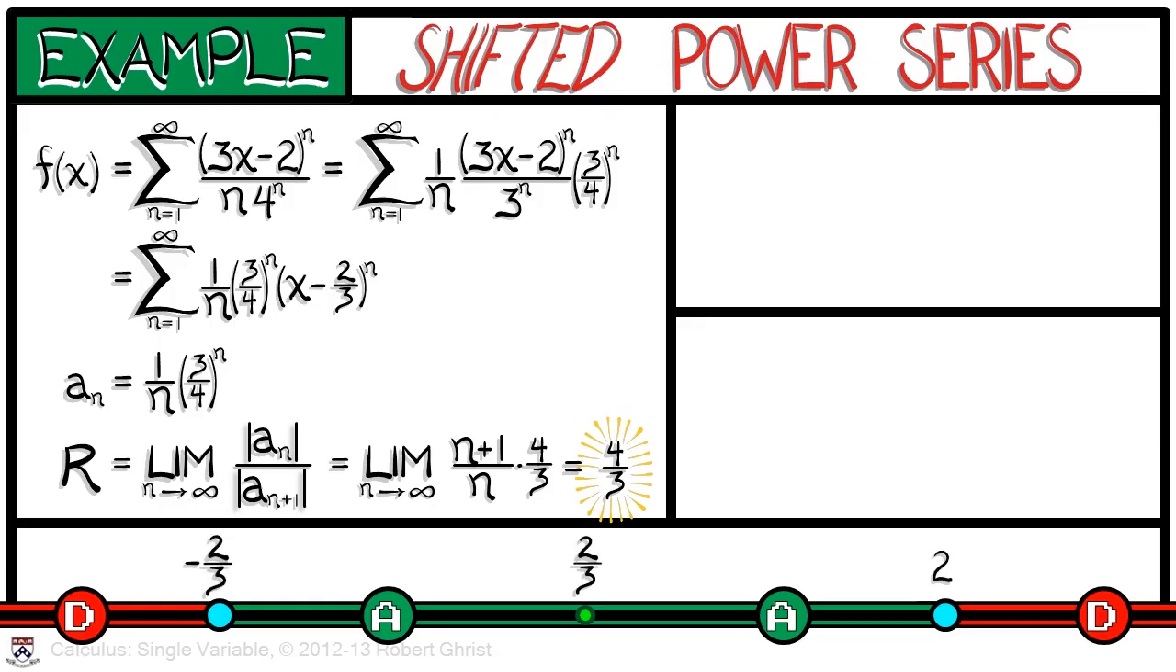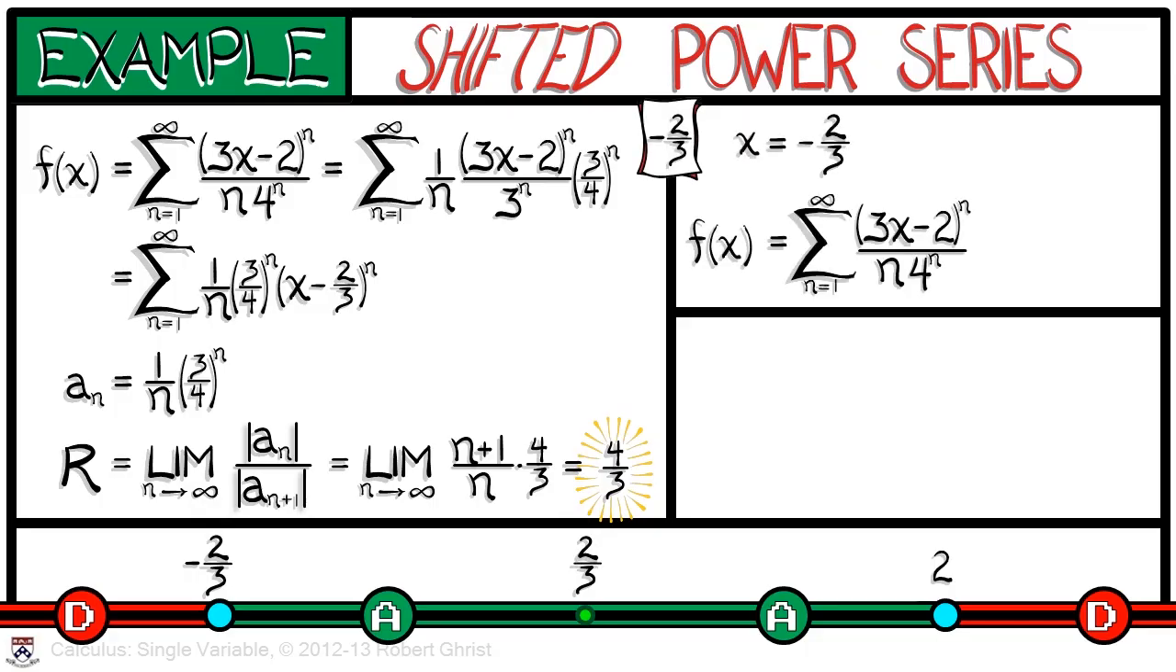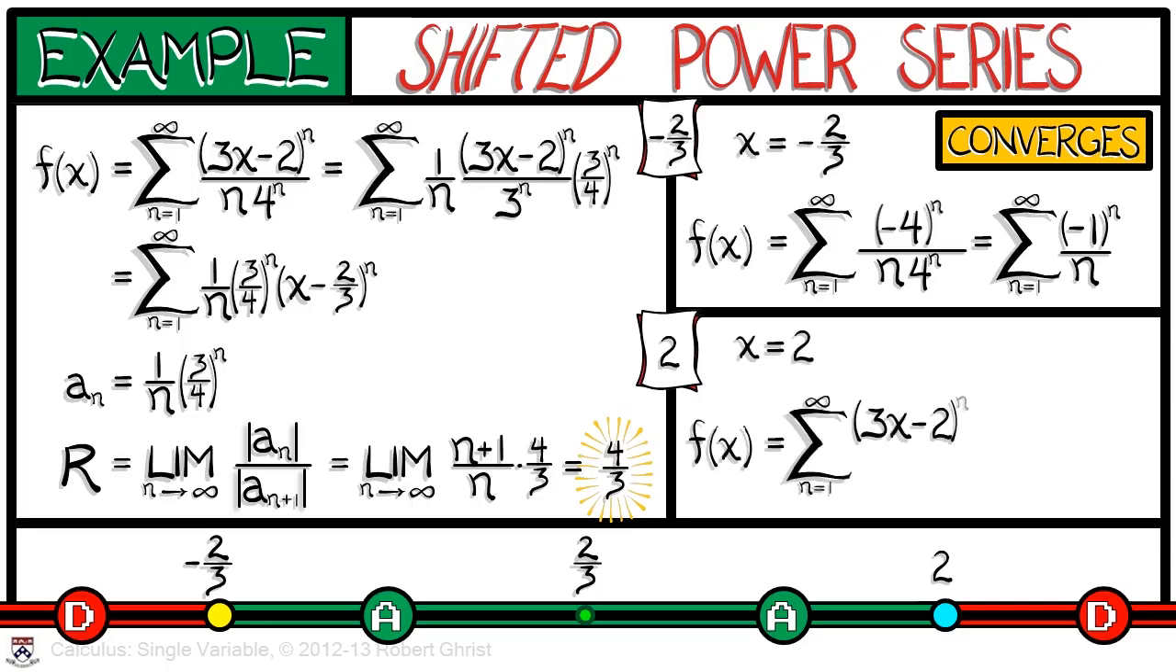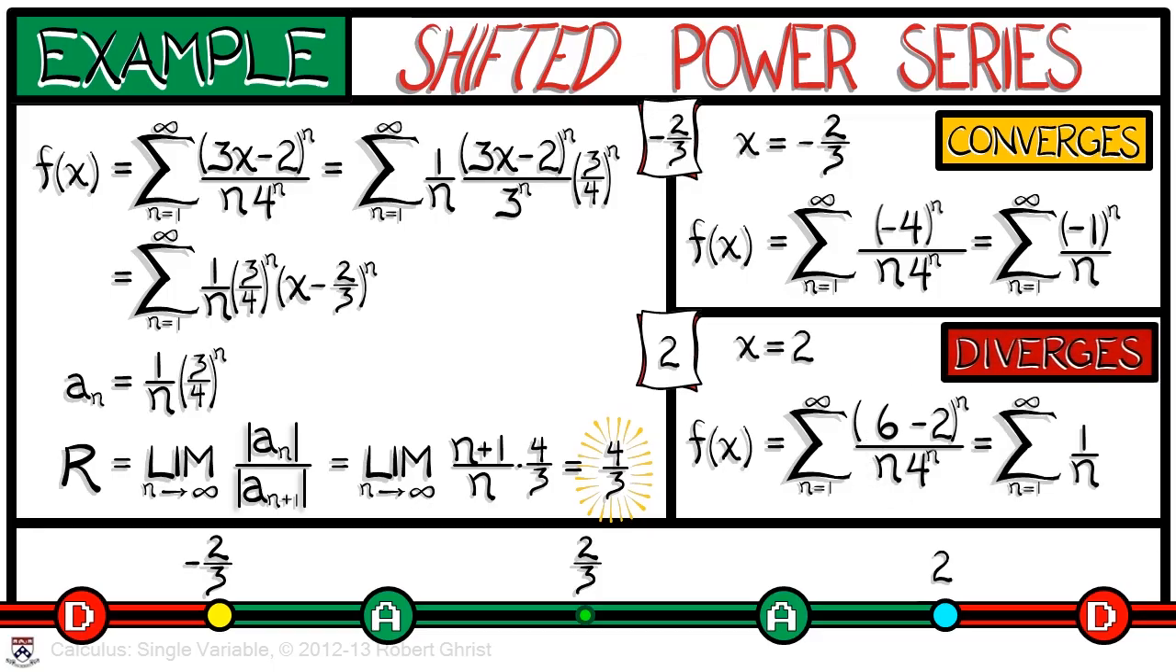Now, what happens at the boundary points? Well, on the left, we have x equals negative 2/3. That is 2/3 minus 4/3. Substituting in x equals negative 2/3, we obtain, after a little bit of cancellation, the alternating harmonic series. That, of course, converges. When we substitute in the right-hand endpoint, that is, x equals 2/3 plus 4/3, or 2, then we obtain a series which is the harmonic series. This, of course, diverges, so that we have conditional convergence on the left, divergence on the right.